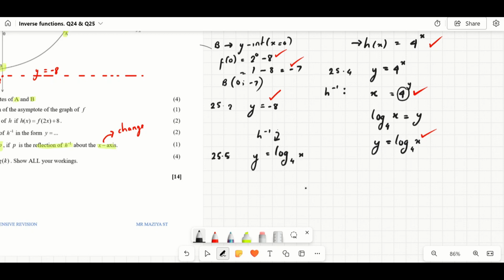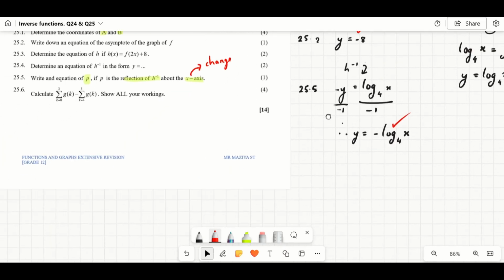Right? So now we are reflecting on the x-axis, then you change the sign for y, but positive y must be the subject of the formula, so you divide the whole equation by -1. So therefore your answer should be y equal to a negative log base 4 of x. So that is 1 mark for the answer. Let's go to 25.6.